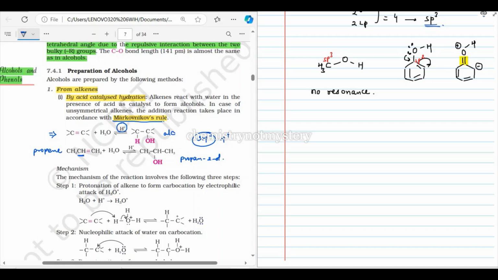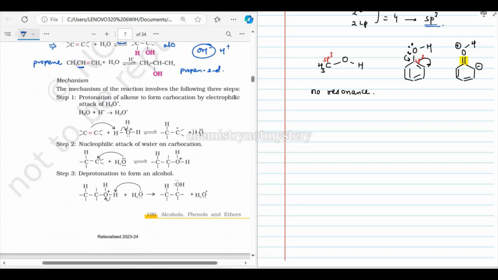Now there is a mechanism of this reaction. So let's examine the mechanism. The mechanism of reaction involves the following 3 steps. In first step, protonation of alkene to form carbocation by electrophilic attack of H3O plus ion. As here we have taken acidic medium, when water reacts with H plus, it will form H3O plus ion. This H3O plus ion acts as an electrophile.